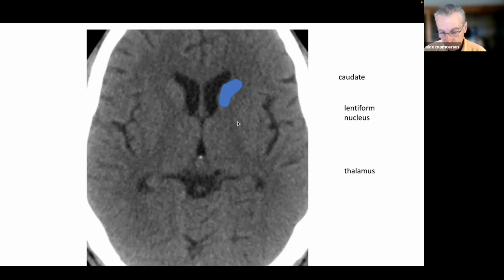This is the lentiform nucleus composed of the putamen laterally, globus pallidus medially, and the thalamus here lies immediately adjacent to the third ventricle. So again, caudate, lentiform nucleus composed of the putamen and globus pallidus, and the thalamus.